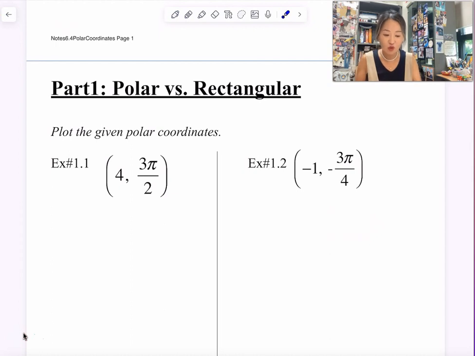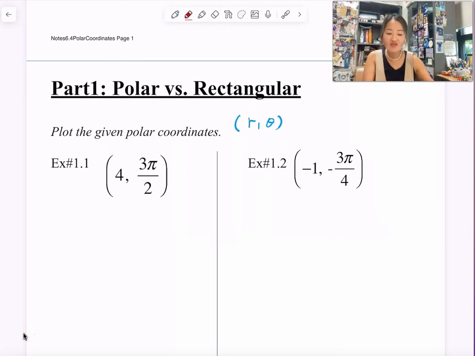Plot the given polar coordinates. Sorry, I thought I typed this wrong. Plot the given polar coordinates. So we have 4, 3 pi over 2. Notice, it said that this is a polar coordinate, so you know for sure that it's r, theta. You turn first, and then you travel 4.